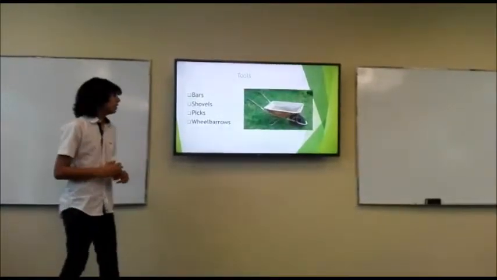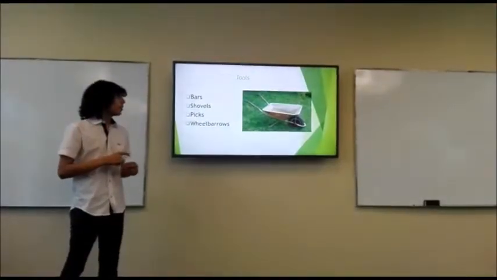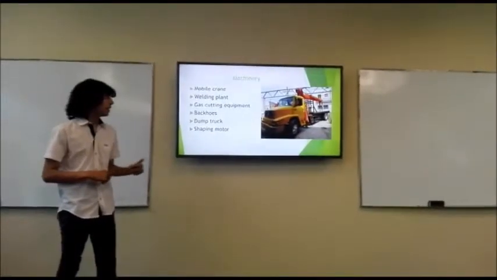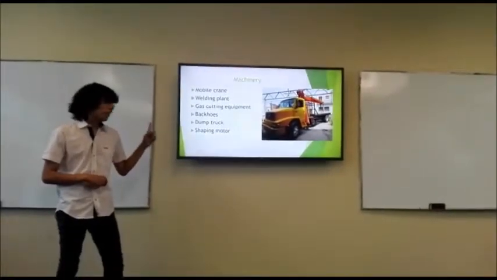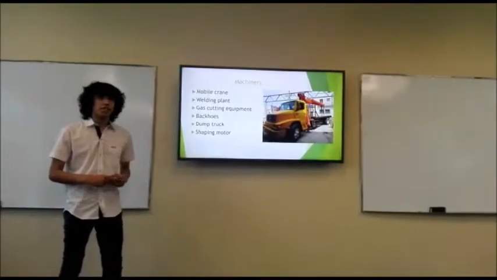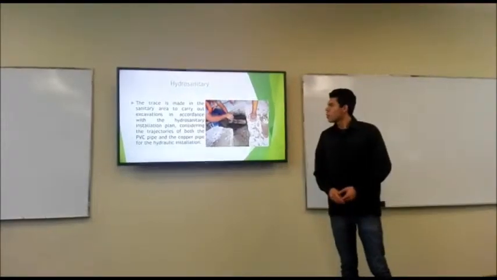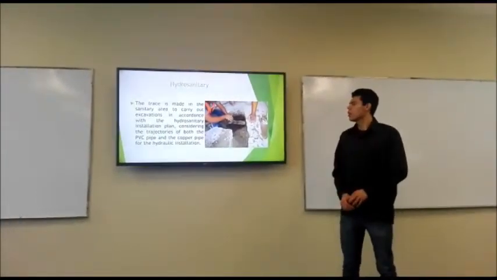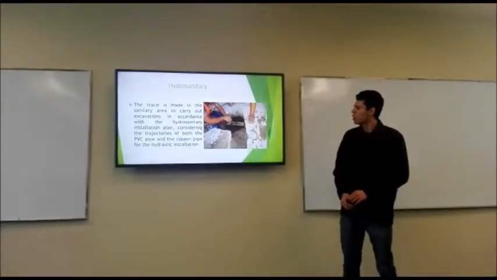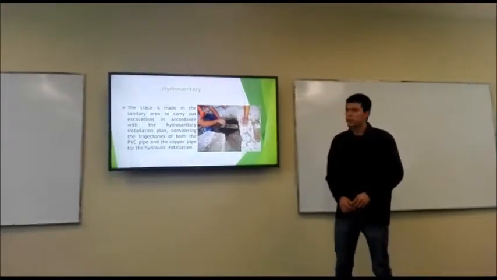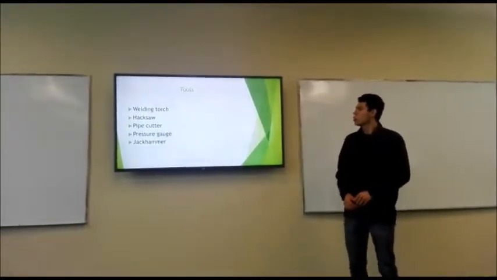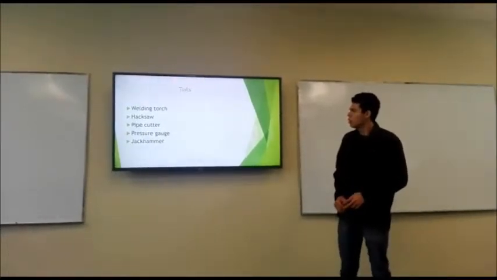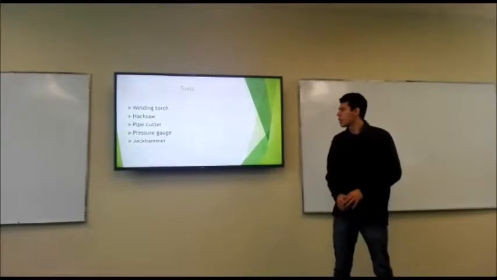The tools that are employed are the bars, the shovel, the picks, and the wheelbarrows. And the machinery is the mobile crane, the welding plant, the gas cutting equipment, the batch hose, the dump truck, and the shaping motor. So the trace is made in the sanitary area to carry out the excavations in accordance with the hydrosanitary installation plan, considering the trajectories, both the PVC pipe and the copper pipe for the hydraulic installation. The tools that were used for the hydrosanitary installations were the welding torch, the hacksaw, the pipe cutter, the pressure gauge, and the jackhammer.